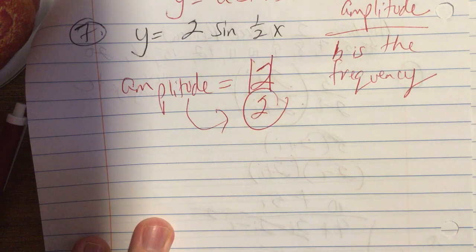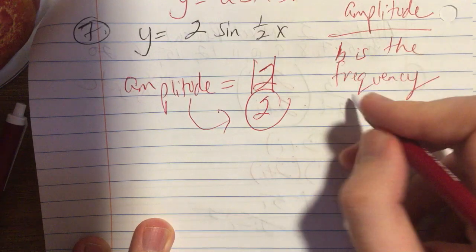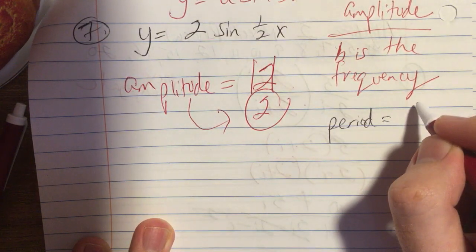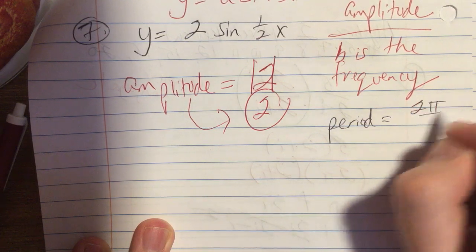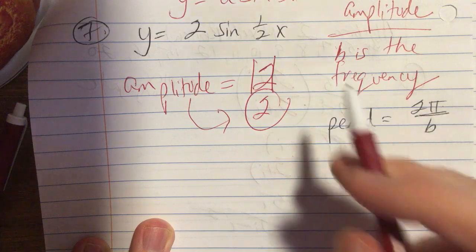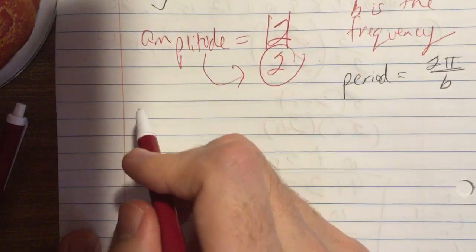Although it's not mentioned in this question, b is the frequency, but if you're asked to find the period of the function, the formula, as a reminder, is 2 pi over b. You take 2 pi and you divide by that frequency value, in case that would be asked. That's how you find the period. That's the formula for that.